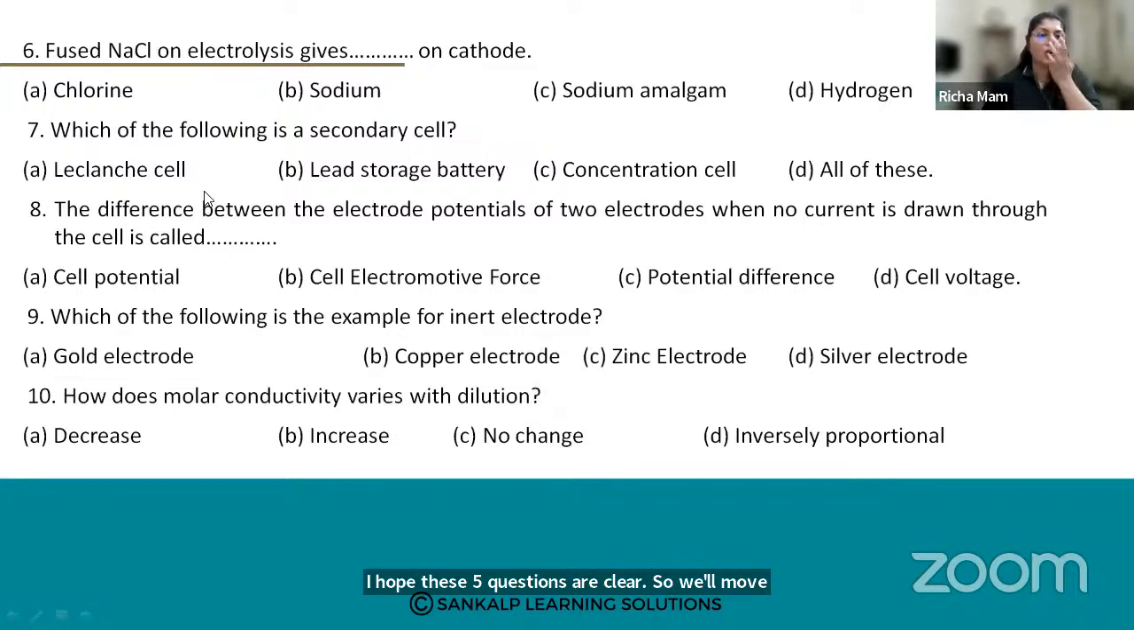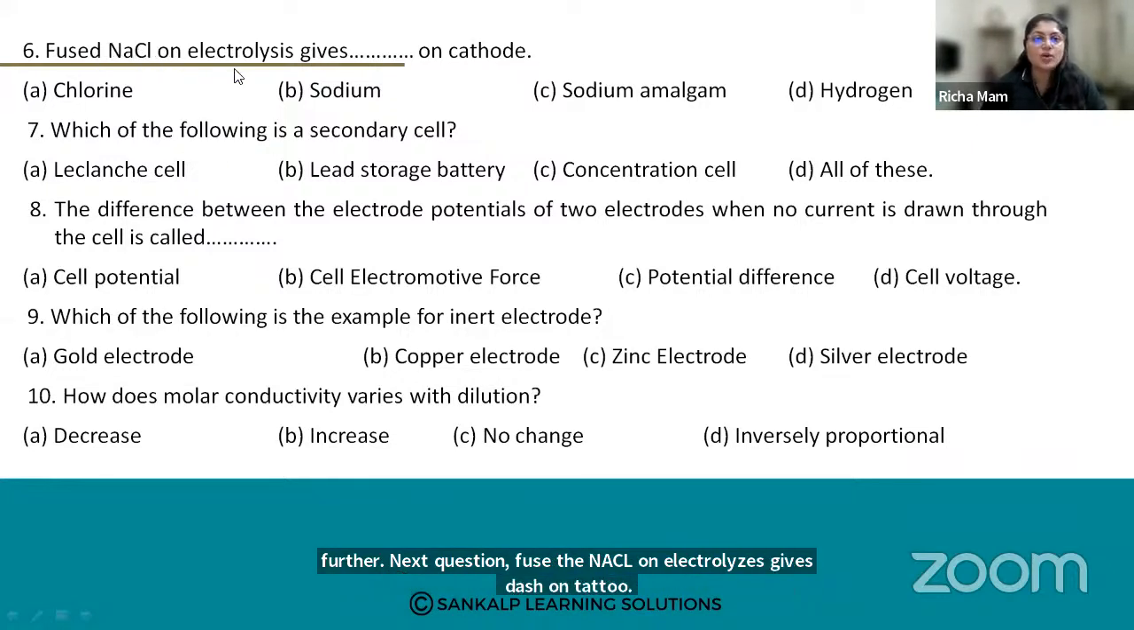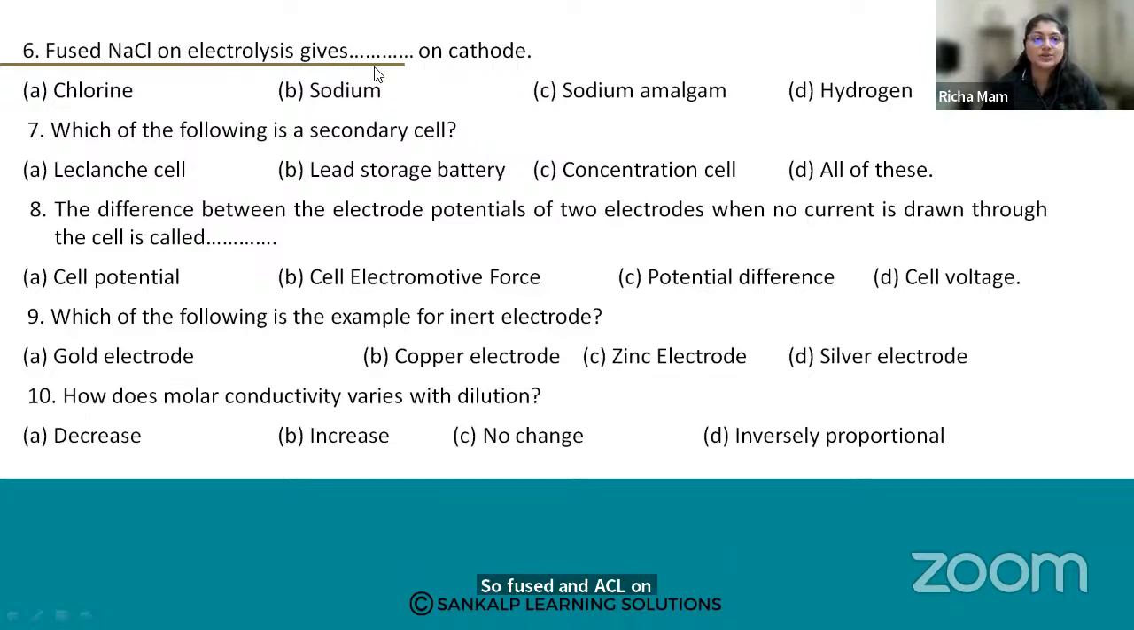Fused NaCl on electrolysis gives dash on cathode. A chlorine, B sodium, C sodium amalgam, and D hydrogen. What does fused NaCl give? Fused NaCl is nothing but the molten form of NaCl, that is sodium chloride. So when molten NaCl undergoes electrolysis, what does it give at the cathode?